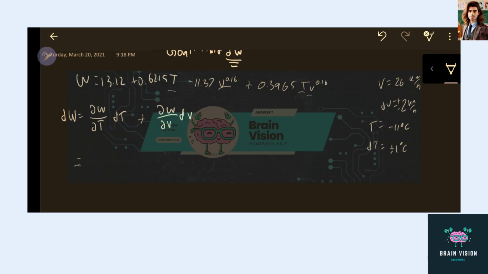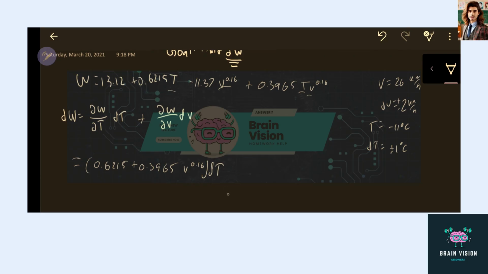The first partial derivative, with respect to T, is really easy. The 13.12 becomes 0, 0.6215 stays as 0.6215, minus 11.37 times V to the 0.16 becomes 0, and finally you'll be left with plus 0.3965 times V to the 0.16 times dT. So that one was really easy.